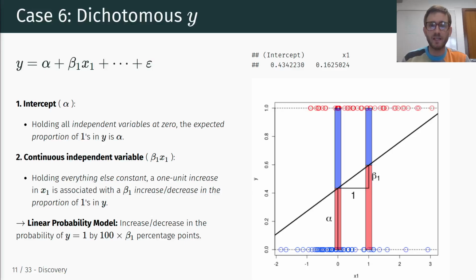Hey everyone. In the previous couple of videos, we talked about interpreting linear regression models where the dependent variable was continuous. And of course, in a lot of our applied examples, the dependent variable is not actually continuous, but dichotomous. So it takes two different values, 0 or 1.